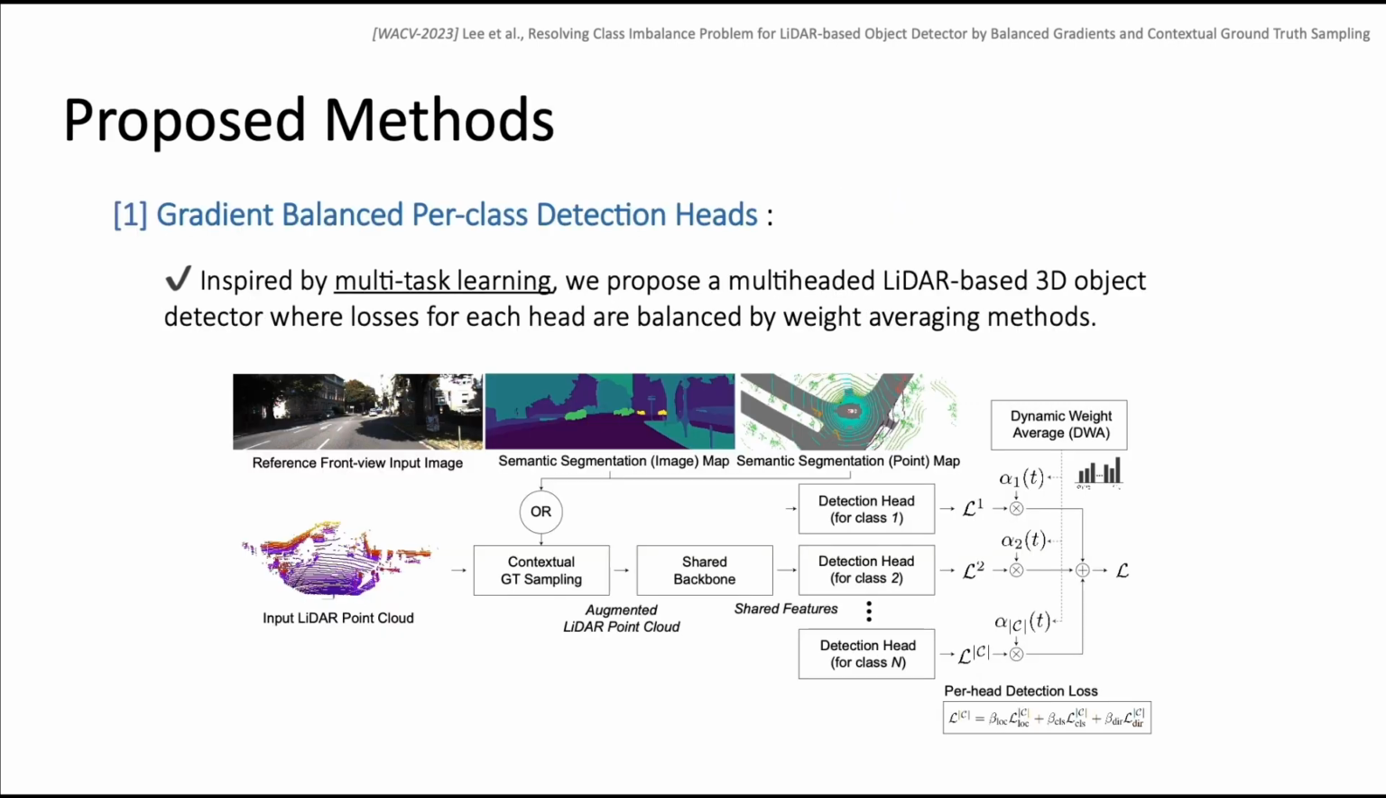The method we propose consists of two parts. The first one is gradient balanced per-class detection heads. First, we divide the detection head by class to prevent minor class dominance. And in the process of balancing each detection head, we use multitask learning techniques. This is because multitask learning can help to obtain a more accurate learner for multiple tasks.